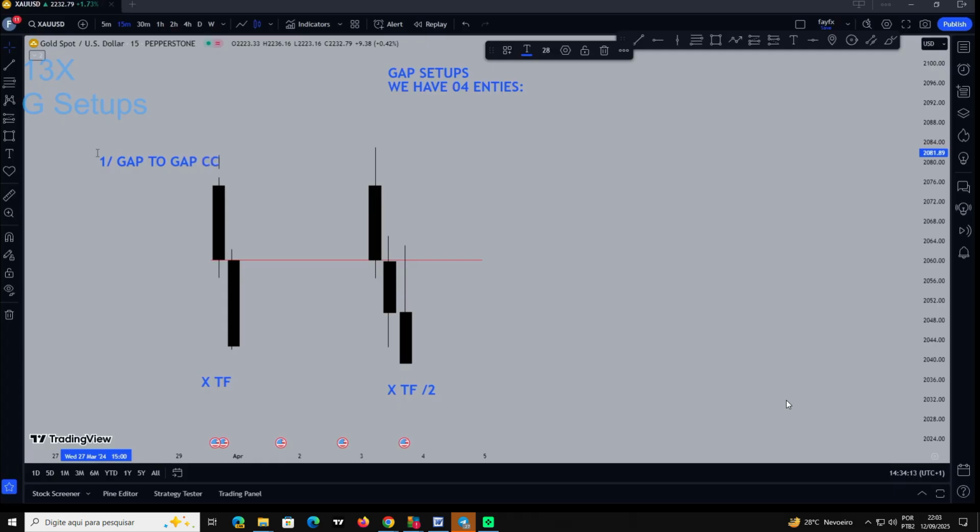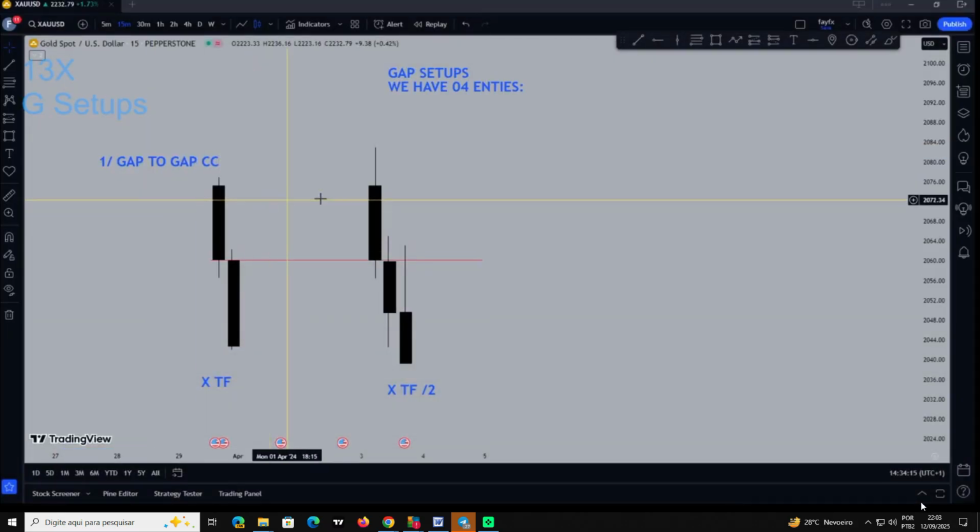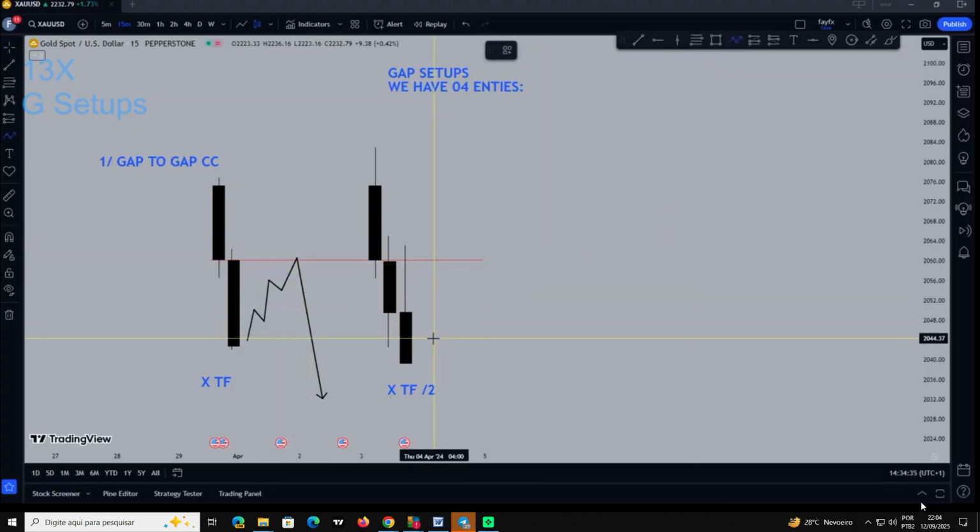Gap to gap CC. This is the first one. Whenever you find this combination, price tends to go and reach that level and go down. You can instant sell here once price reaches that level. Same thing here. That's what price will do.